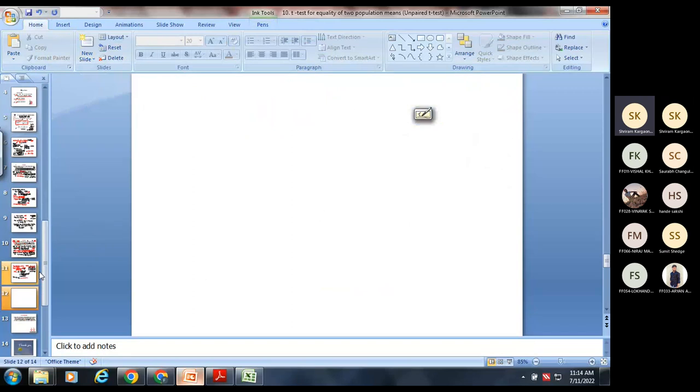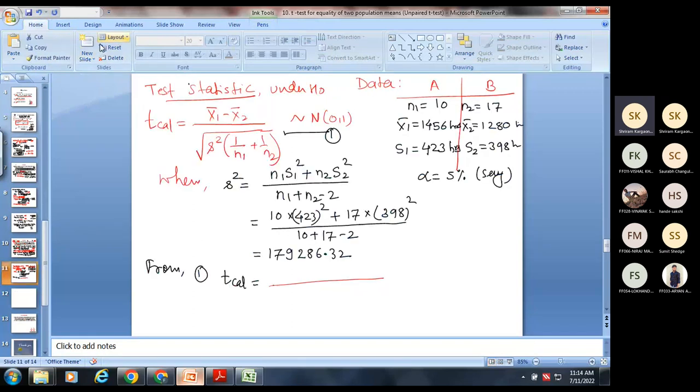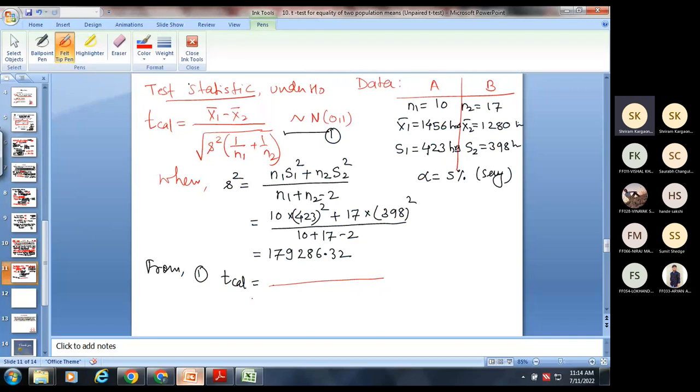Okay, so now write the values. What is in the formula? The first is X1 bar, which is 1456, minus X2 bar, which is 1280. Then the square root of S square.